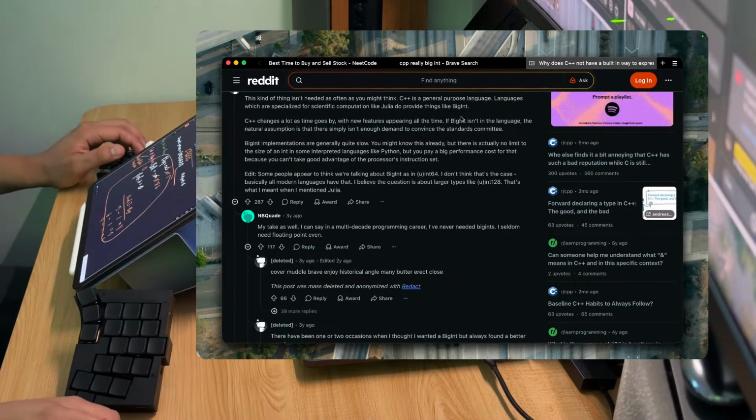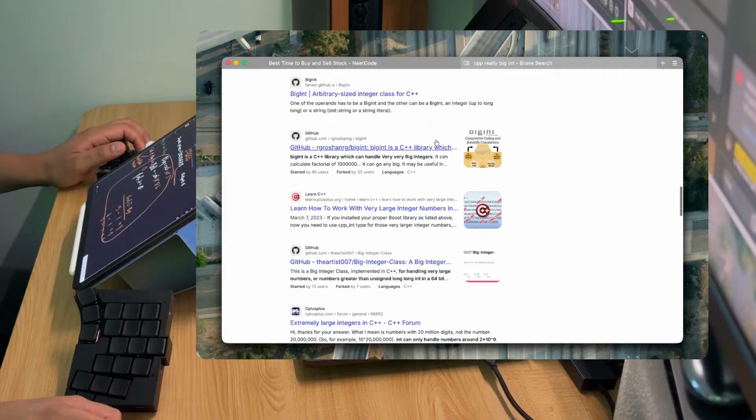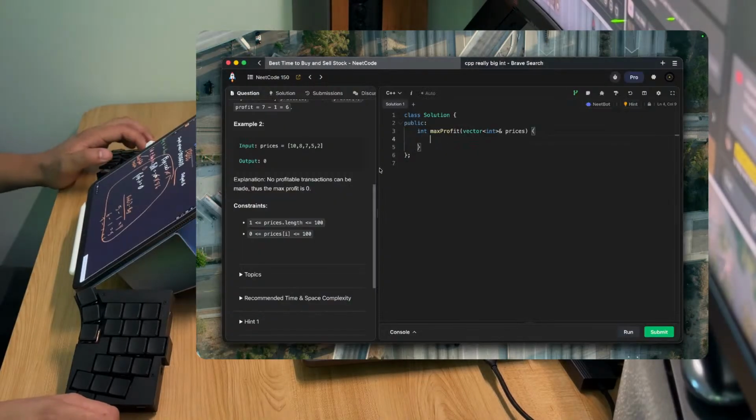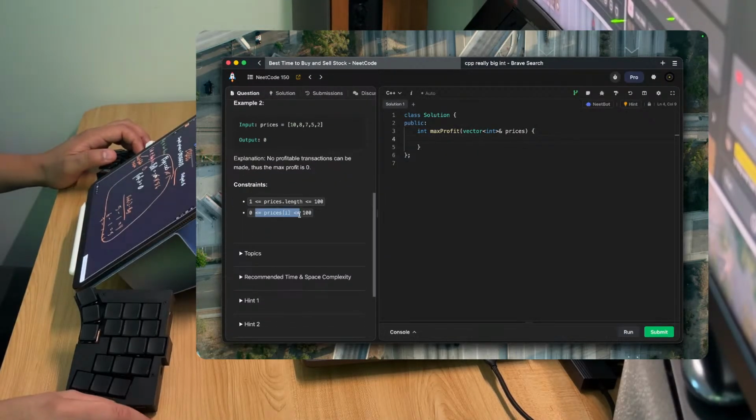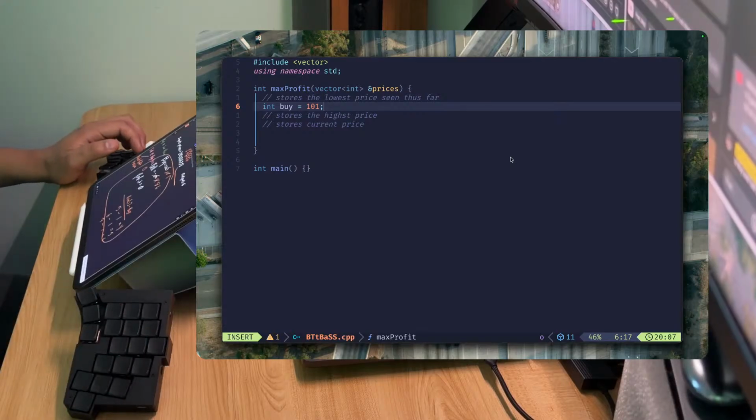I just want like a... wait, what is the constraint? Okay, so the price is going to be between 0 and 100. So we can just say like 101, I guess, because anything is going to be lower than that.